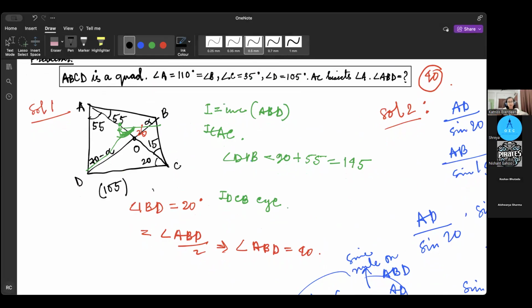I think all of you know about trig Ceva, which is like if you have a triangle, three concurrent cevians, and these angles are alpha, beta, gamma, delta, phi, and psi. Then sine alpha by sine beta times sine gamma by sine delta times sine phi by sine psi is 1. This is trig Ceva. Is everybody familiar?